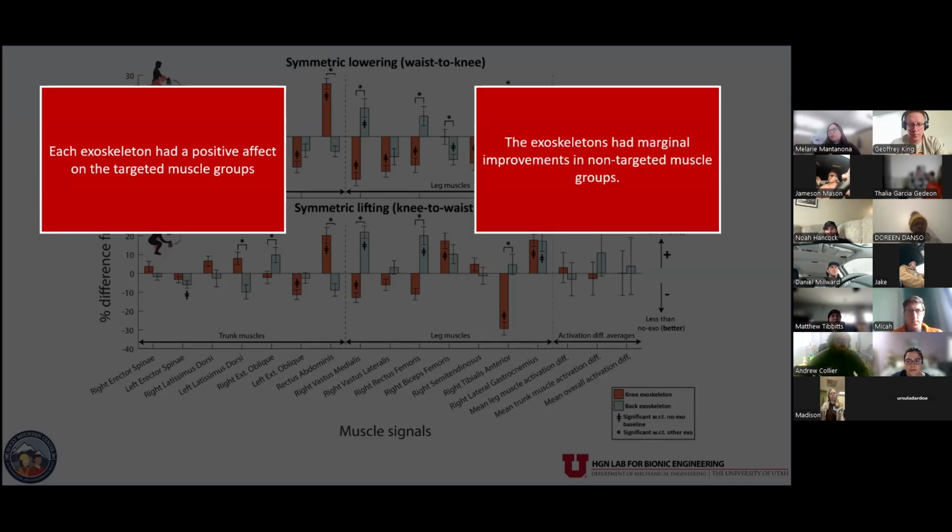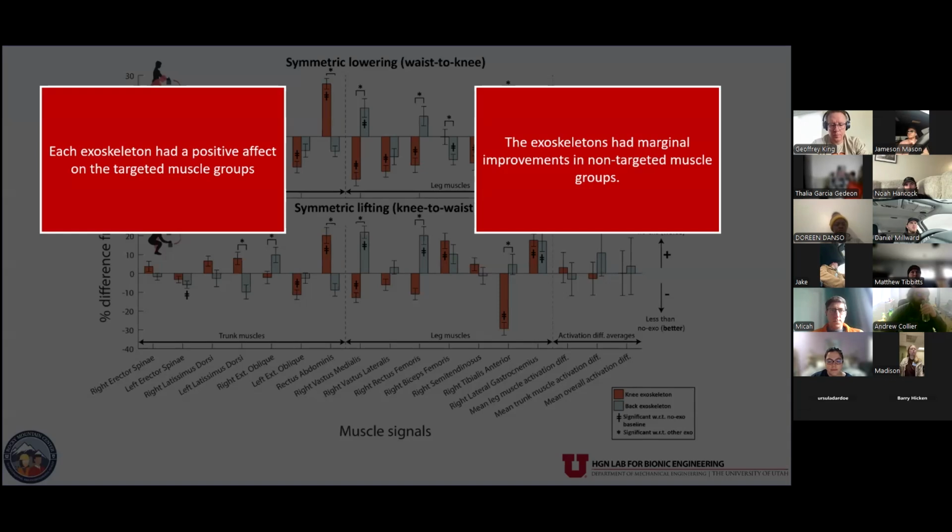They also saw that the exoskeletons had marginal positive effects on surrounding muscle groups, which is kind of in line with some other findings, but it wasn't statistically significant, and you're not totally sure exactly why that happens.